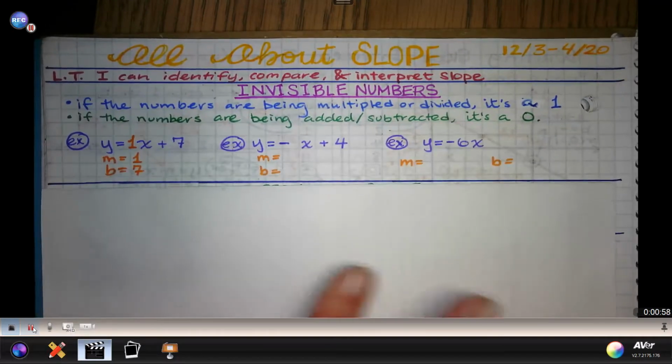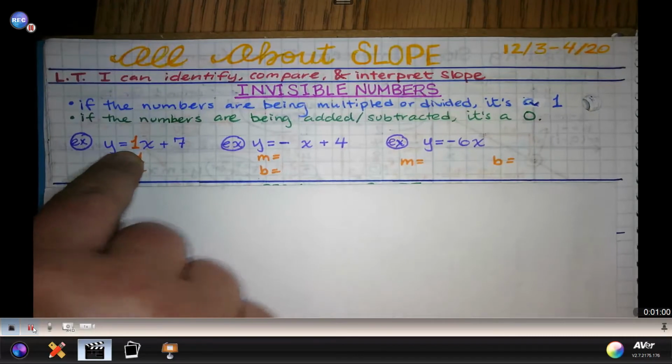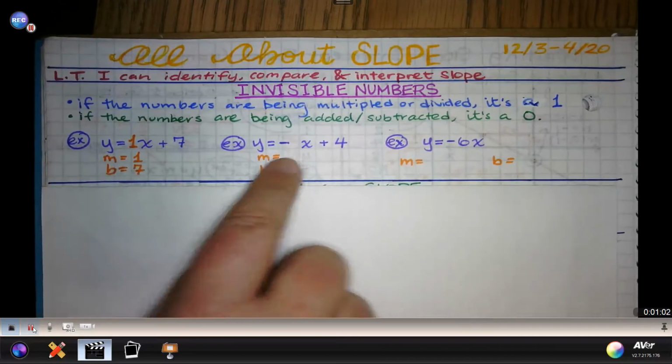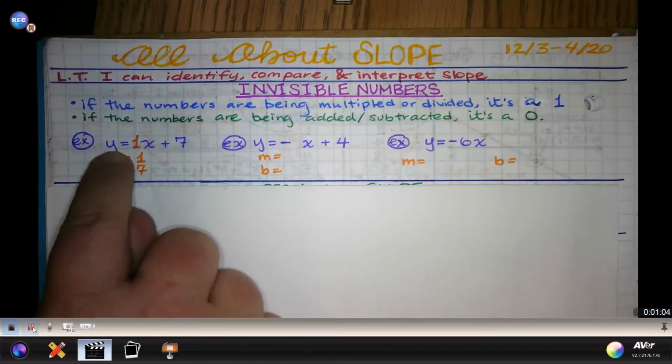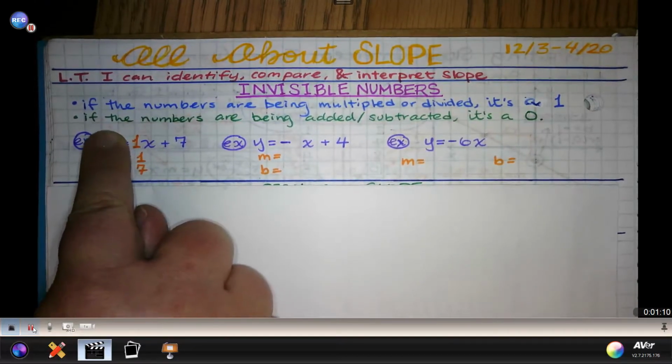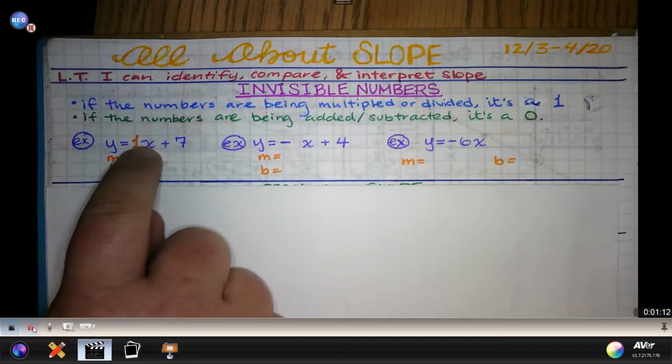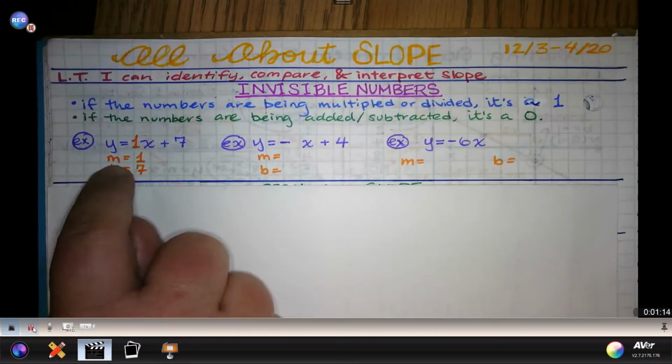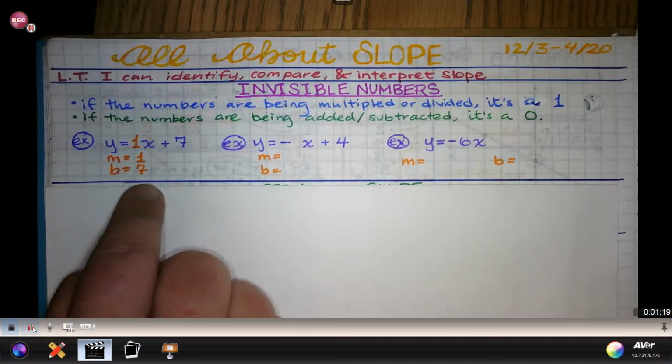So the first one I accidentally already did. But if you had it like this and there was no 1 there, it was just y equals x plus 7. Well, there's a number multiplying that x. And that's the number 1, right? They're being multiplied. There's 1x here. So that means that the slope, or m, is equal to 1, and the y-intercept, b, is 7.